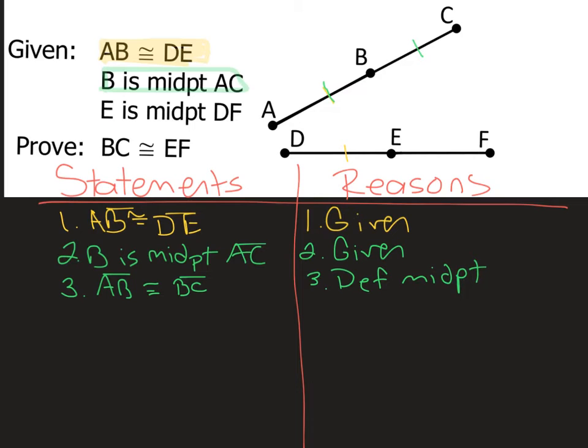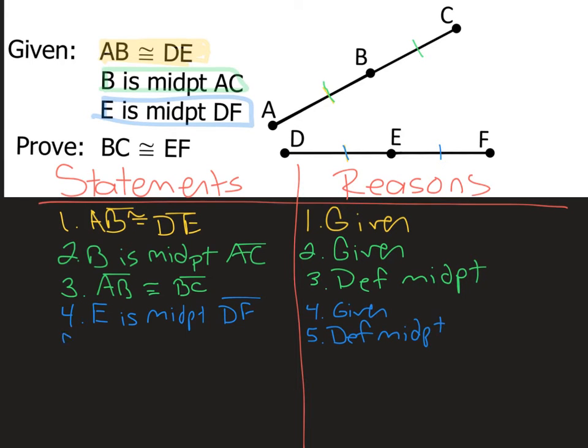The next part of my given says that E is the midpoint of DF. So looking at our diagram here, that means E has to be the exact middle. So DE and EF need to be the same. Well, this already has a single tick mark, so I'm going to put a single tick mark on EF. And again, I'm going to get this stuff into the proof. So E is the midpoint of DF. That was given information. And then I went ahead and I defined that vocab word. So midpoint means it is the exact middle, which tells us that segment DE has to be congruent to segment EF.